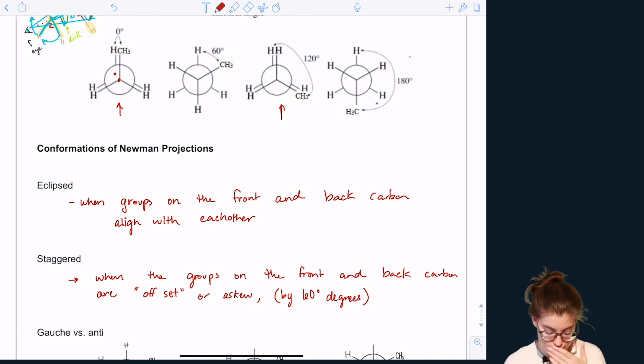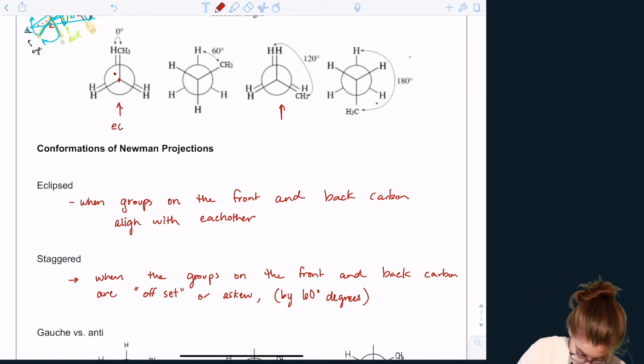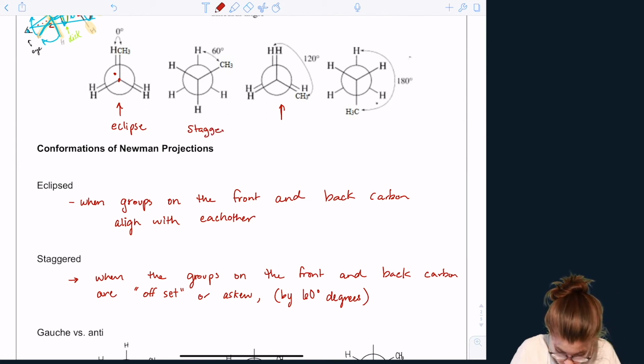Okay. And so let's label these. Eclipse, staggered, eclipse, and staggered.